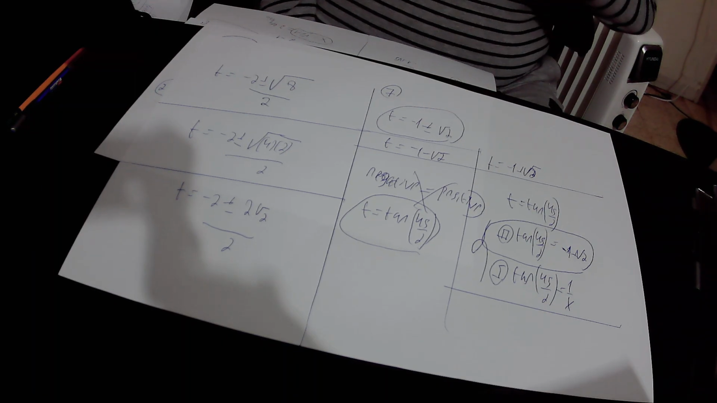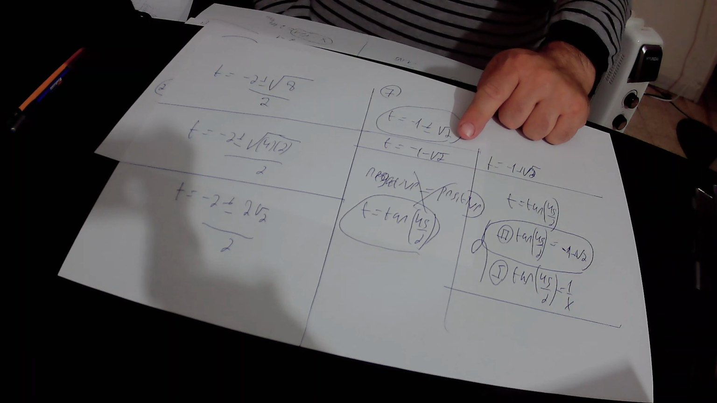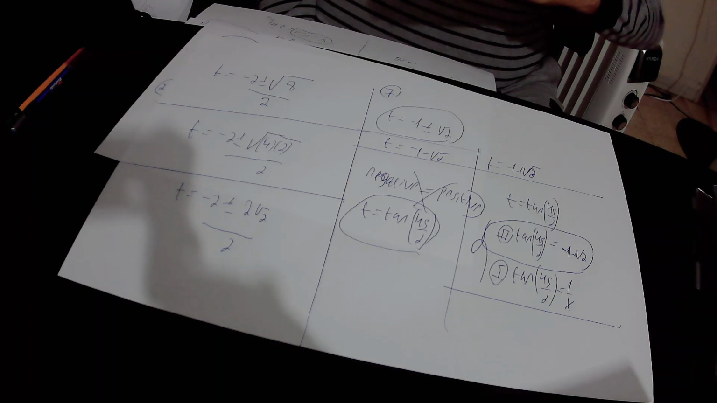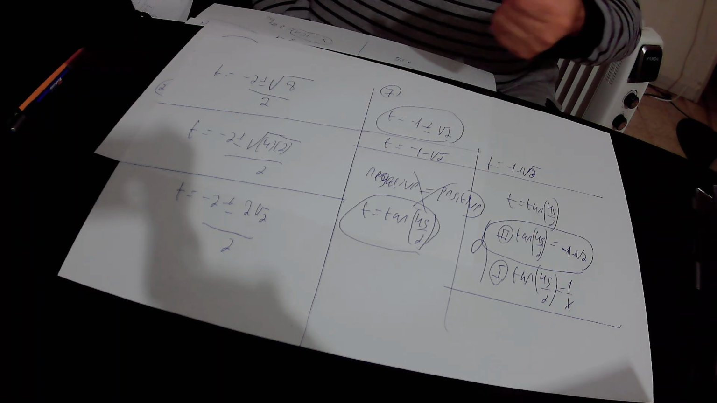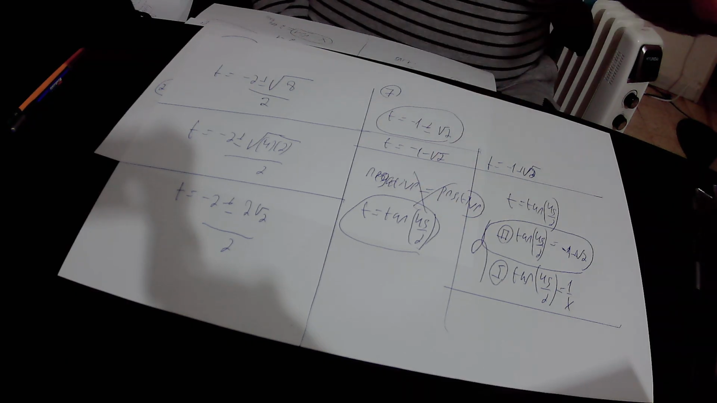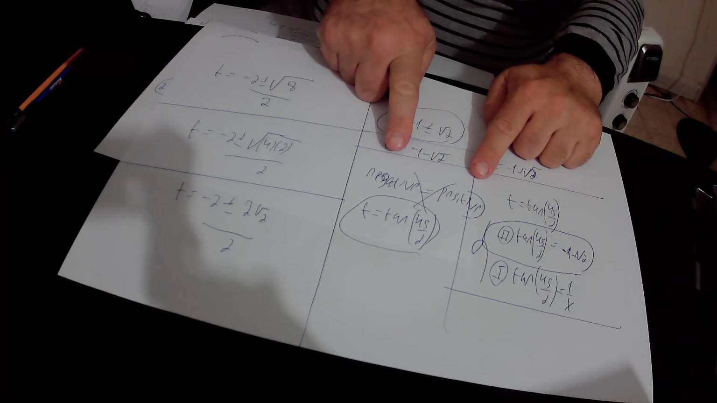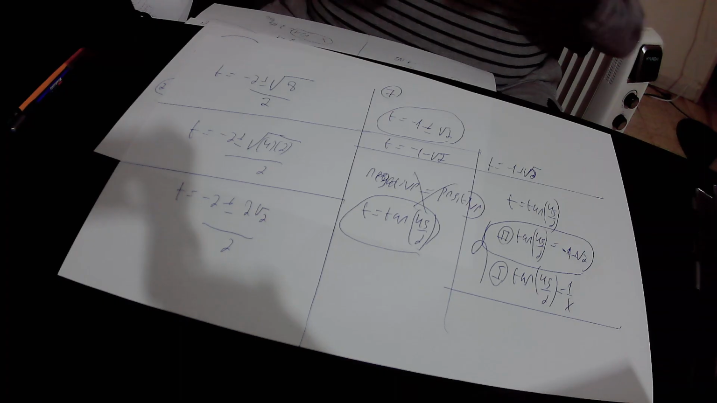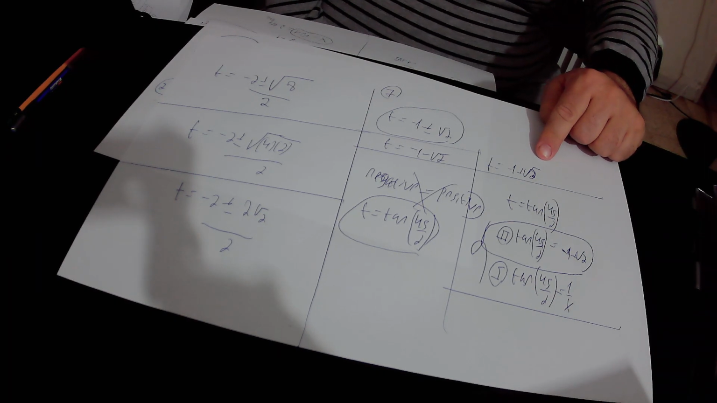According to the first solution, t equals minus 1 minus square root of 2. Minus 1 minus square root of 2 is a negative number, so t is a negative number. But according to our definition, t equals tan 45 over 2 degrees, which is a positive number. A positive number can never be equal to a negative number. So we cancel this solution, and we are left only with the second possible solution for t, that t equals minus 1 plus square root of 2.